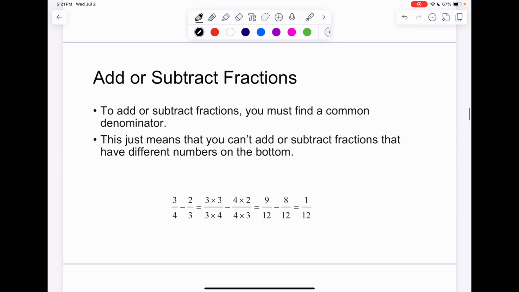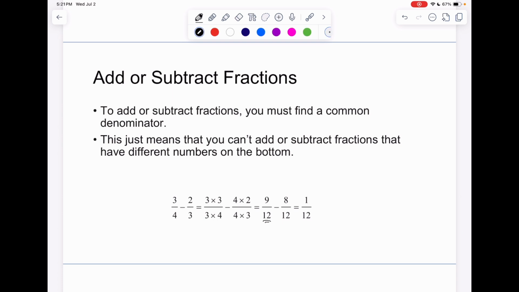When you add or subtract fractions, you have to find a common denominator. The easiest way to find a common denominator is just to multiply the bottoms together. You can't add or subtract fractions that have different numbers on the bottom. This is like saying I have 3 4-size chunks and 2 3-size chunks. How can I make them relate together? They're different sizes. We want to get them into the same size chunks. So if I multiply 4 and 3 together, I get 12. So that's going to be my common denominator.